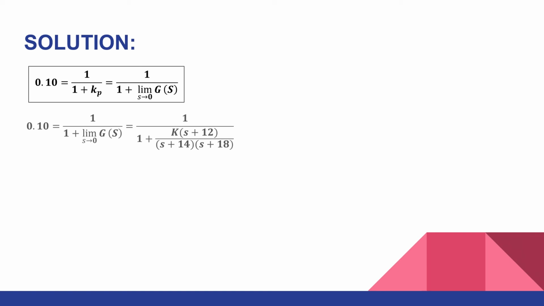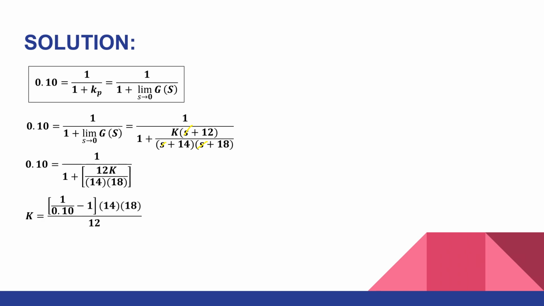So with that, the same process, 0.10 is equal to 1 over 1 plus the limit of G(s) as s approaches 0. Simply substitute the G(s) from earlier. After substituting, apply the same concept, assume all s to 0 and solve. So with that, it is a matter of basic algebra, and you will get the answer of 189.